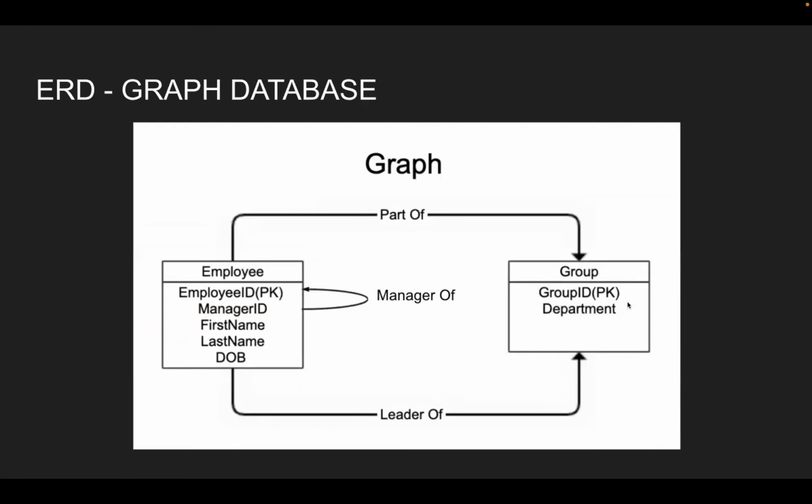Okay, so this is our graph database. As you can see in this diagram, there are two node tables, the employee node table and the group node table. Each table has a bunch of attributes such as ID, first name, last name, date of birth, and etc. And there are three edge tables describing the relationship between these two node tables.